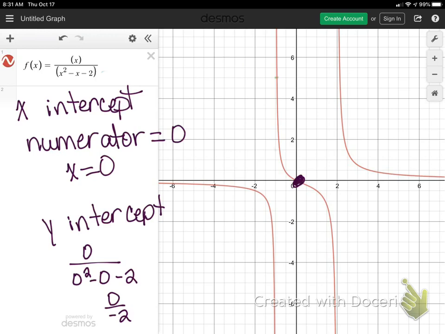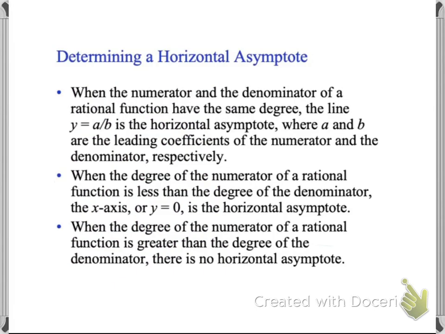Okay. Now, I've got several screens that I would encourage you to take a picture of. Can I go to the next screen to do that? Okay, here is a summary of how to determine a horizontal asymptote. When the numerator and the denominator of a rational function have the same degree, the line y equals a over b is the horizontal asymptote, where a and b are the leading coefficients of the numerator and the denominator.